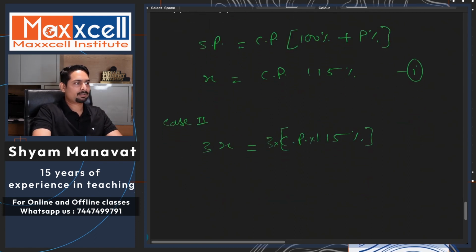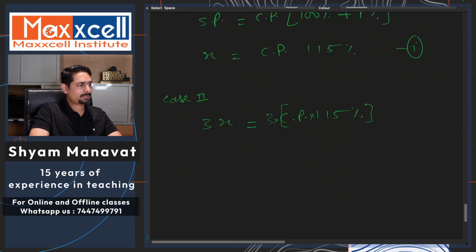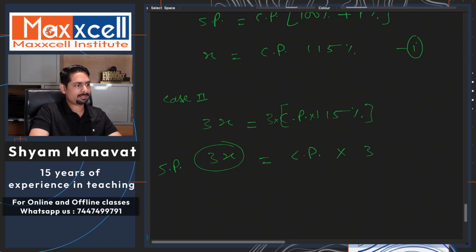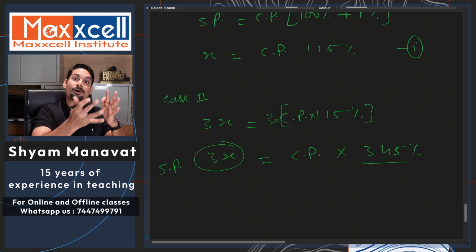You know that I don't like to do the calculation at the beginning. I will keep it for the end. So in the second case, I have the new selling price. I will not touch that. 3 multiplied, so I open the bracket. Here I have cost price and number multiplied. Here I'll get 345%. This selling price is 345% of the cost price.